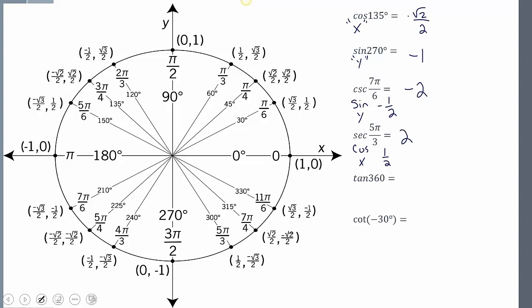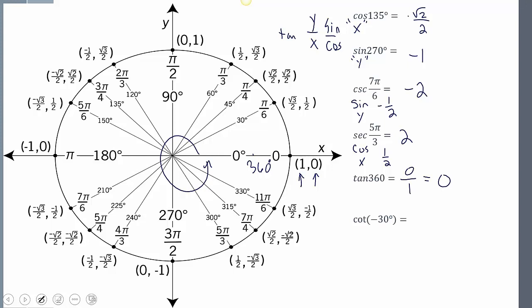To find tangent or cotangent, we just stated that tangent is y over x, or sine over cosine. So what we're going to do now is find tangent of 360, which happens to be here because I did one full revolution. So this is also 360 degrees. We need to do sine over cosine. My sine value is 0 over my cosine value, which is 1, and so I get 0.